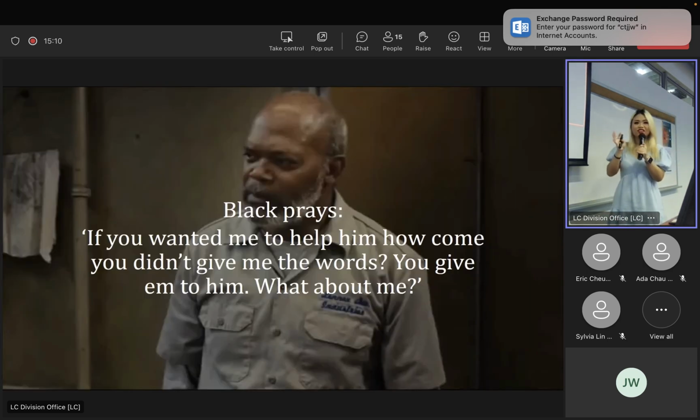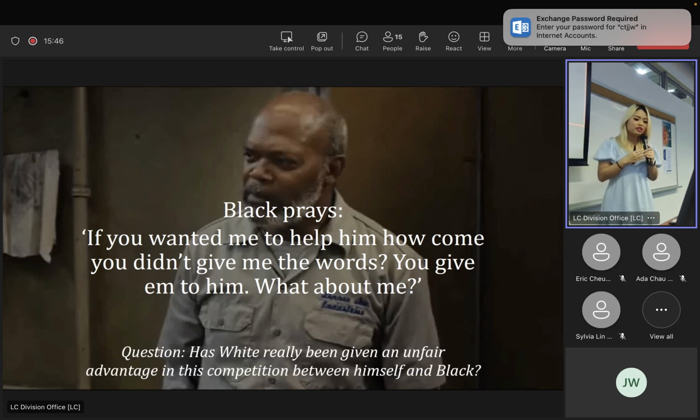I'm not going to show the clip because I don't have enough time, but I just wanted to mention, spoiler alert, White does leave the room, because he just couldn't handle it, so he just left. Now Black is the one in focus because there's only one character left, but the play still keeps going. Black now is praying. He's praying to God, asking why you did not give me the words. He says that if you wanted me to help him, how come you didn't give me the words? You gave them to him. What about me?